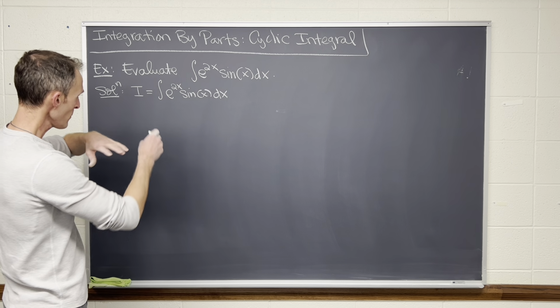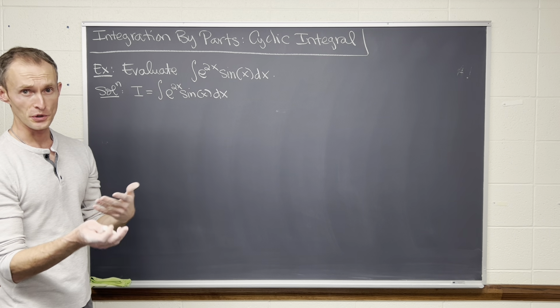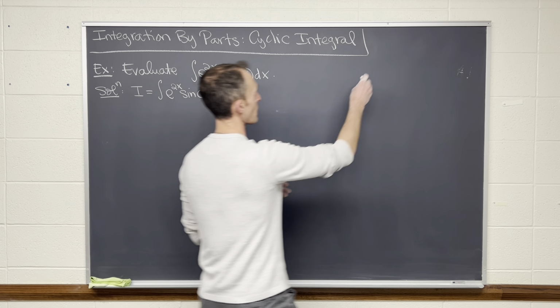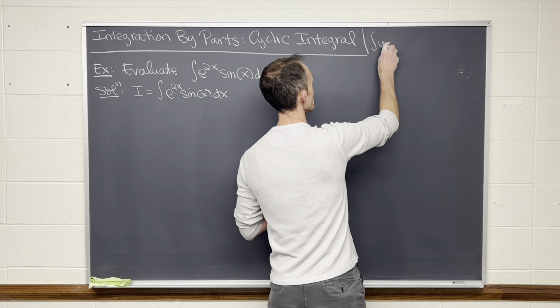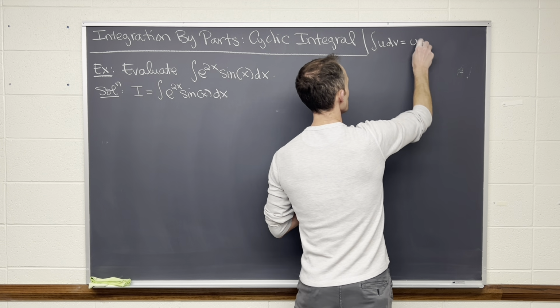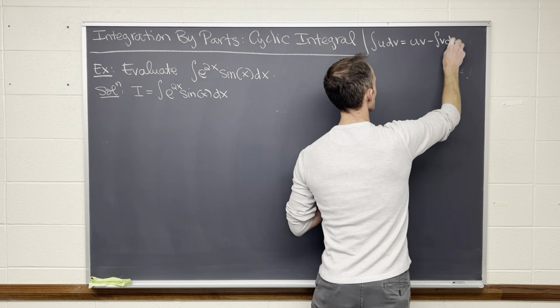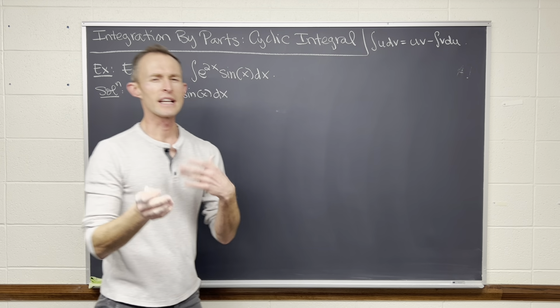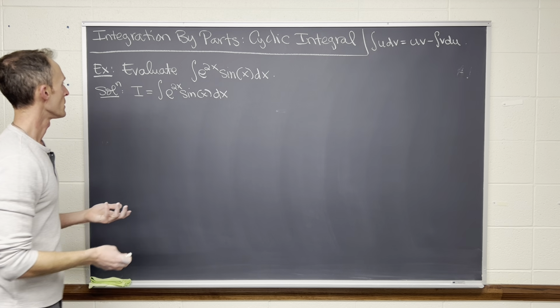Now, it really doesn't matter what I choose for u and dv, okay? Remember, integration by parts says you have integral of u dv equals uv minus the integral of v du, and it's the antiderivative version of the product rule, okay?